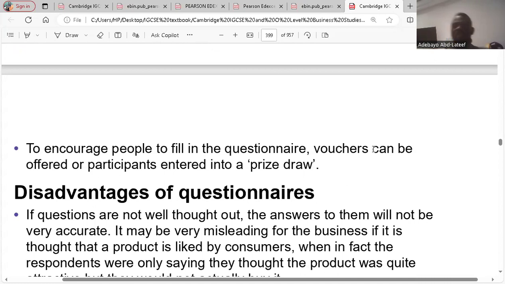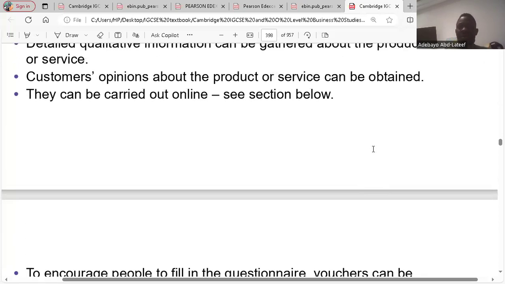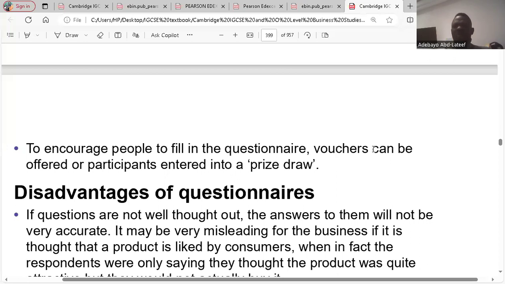To encourage people to fill in the questionnaire, vouchers can be offered or participants entered into a prize draw. Another way, and why it's still advantageous to carry on primary research, is that there's a way to give people incentive. So there are incentives that would make them really want to answer those questions. Answer these questions, then submit the ticket for a raffle draw. So you are submitting your questionnaire with the ticket. Because there's a prize for it, you feel motivated to do it.